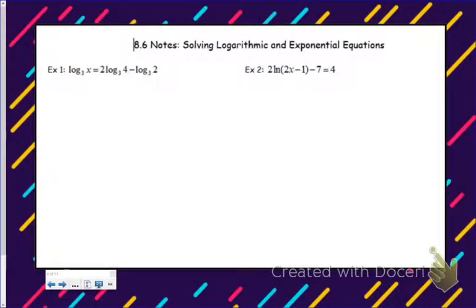Hi guys. So today we're going to look at solving both log and exponential equations. Now in class we actually separated this into two different days, but we're going to go ahead and put them together just on this one video. So the first thing we're going to look at are log equations.